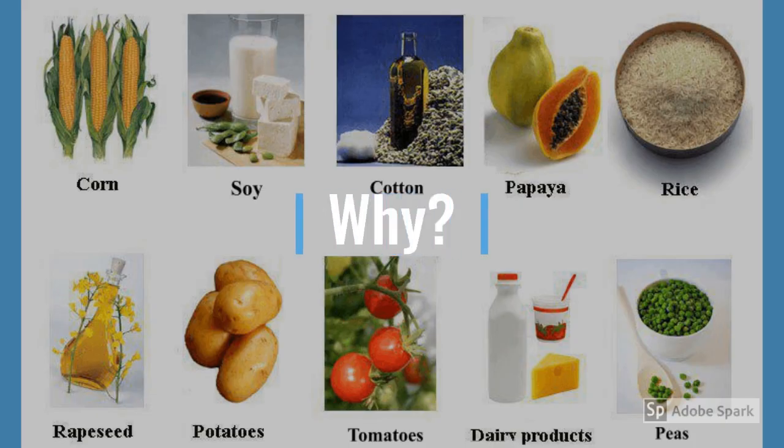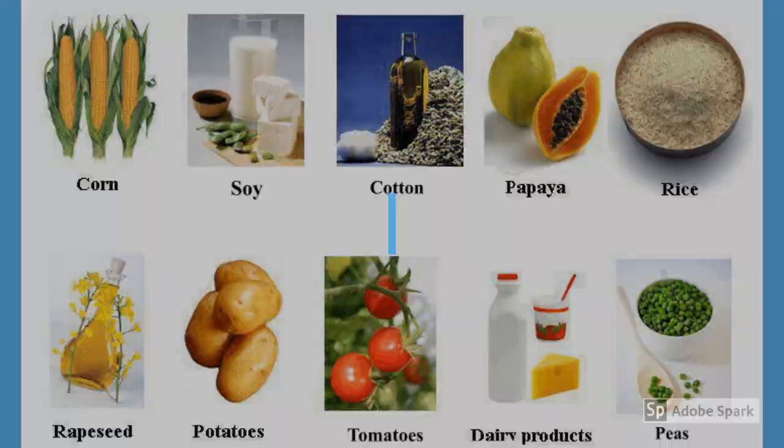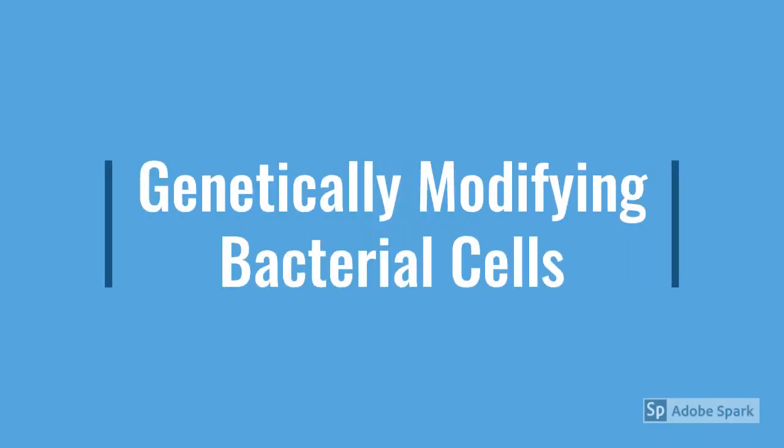Why do we genetically modify living organisms? Well, that's because we can alter their phenotype in a way that suits us, for example, making it bigger or making it last longer. A lot of the food you eat has probably been genetically modified. Potatoes, tomatoes, milk, and rice are usually genetically modified. But what we're going to focus on is genetically modified bacterial cells.